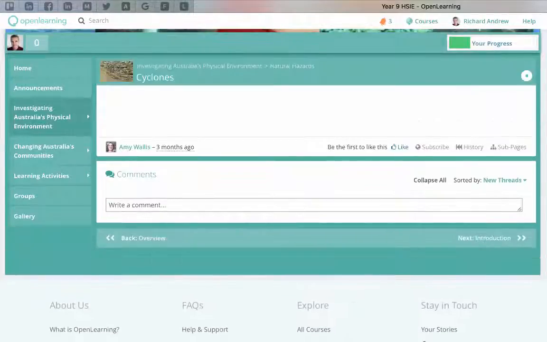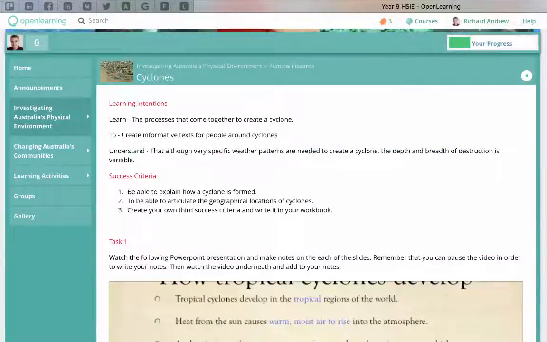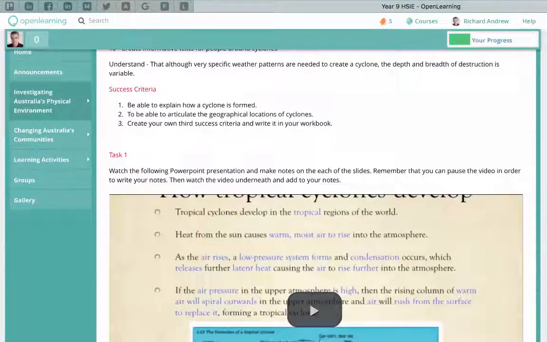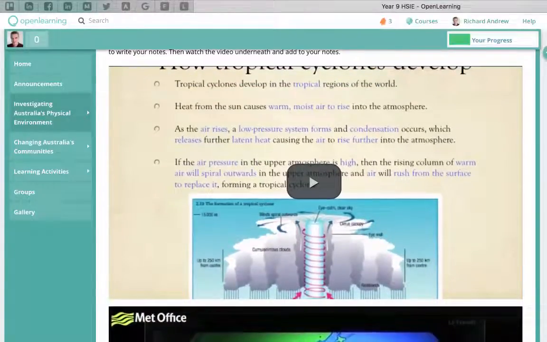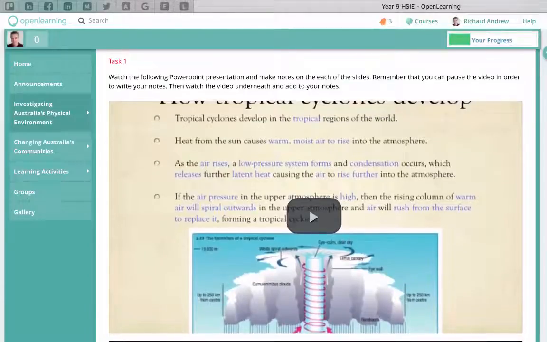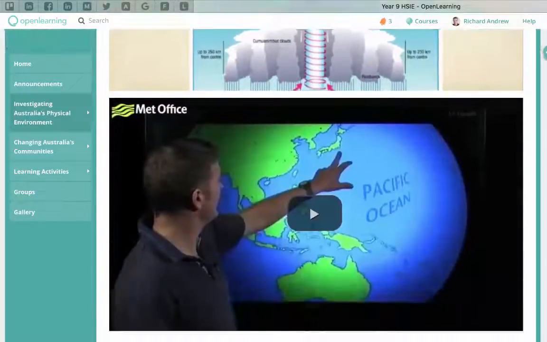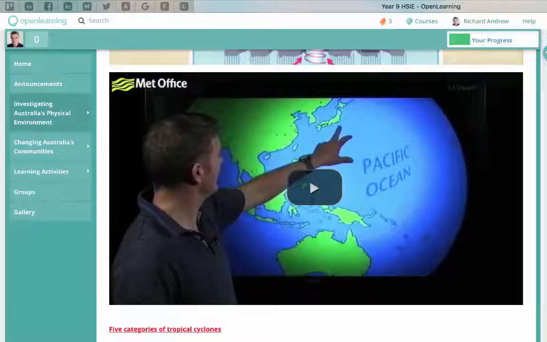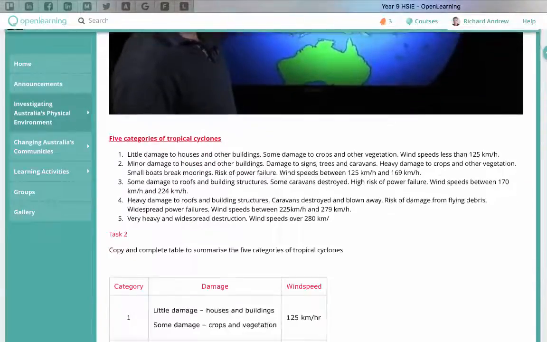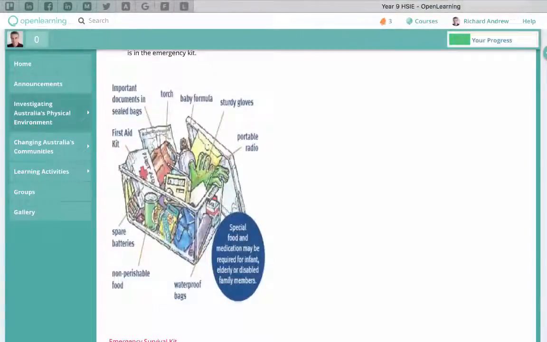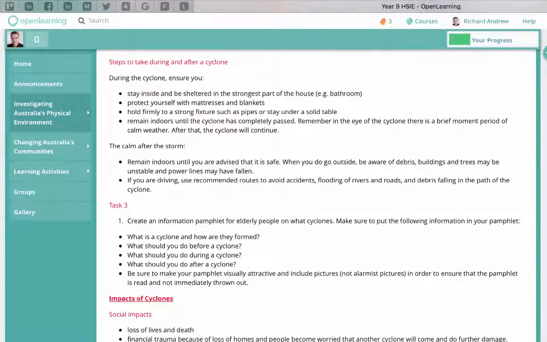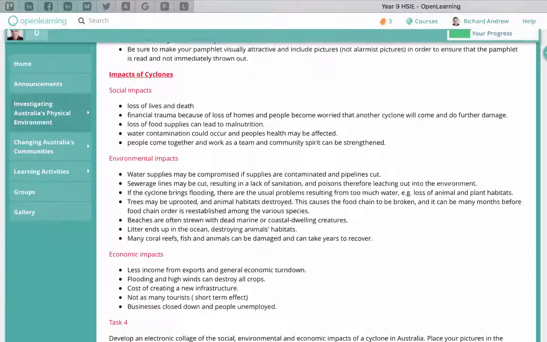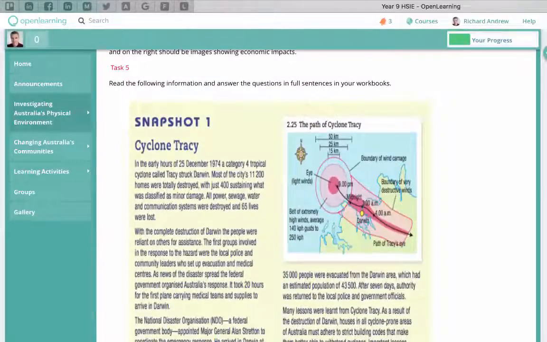Cyclones, they had to create a PowerPoint presentation, and I created a model one that you can see here, and this is a video that I made so that I could model to them exactly what their assessment task should look like. There was another video there just about cyclones as well to give them some information. The information here about cyclones, again modelling on what they needed to do for their assessment task.